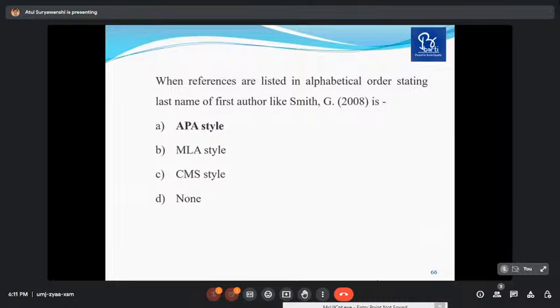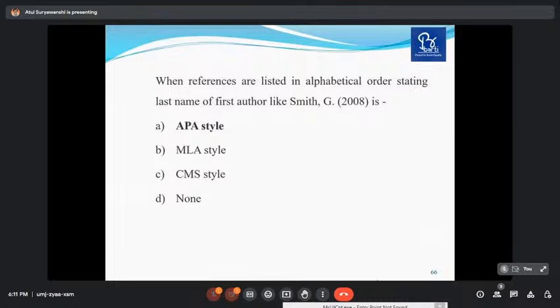Synopsis should cover introduction, literature, methodology, and all of the above. The answer is all of the above. The synopsis that we present to the university after accomplishing our PhD work should mention these things: introduction, literature, and methodology.